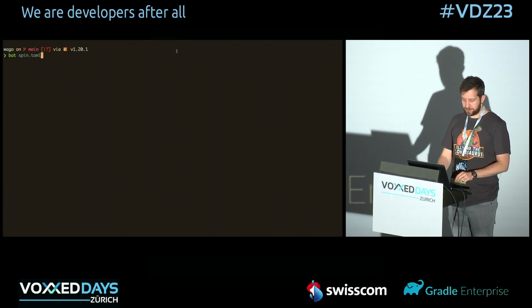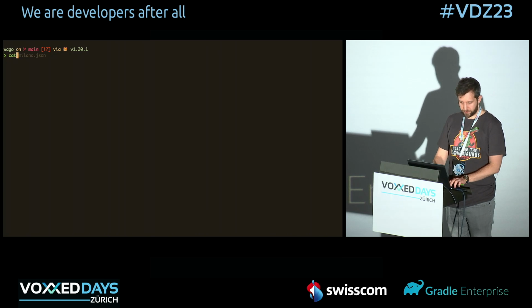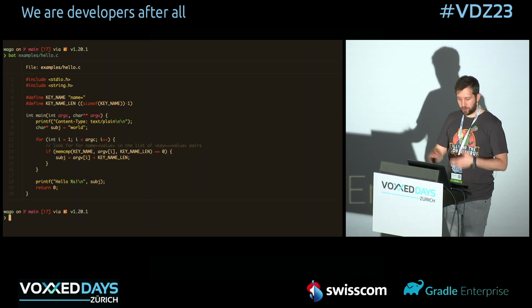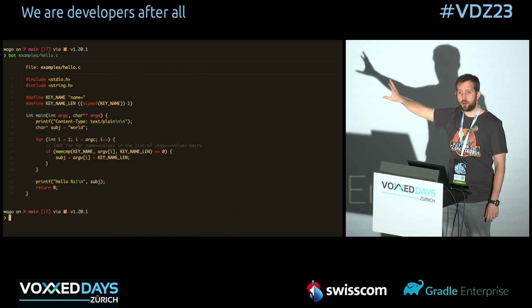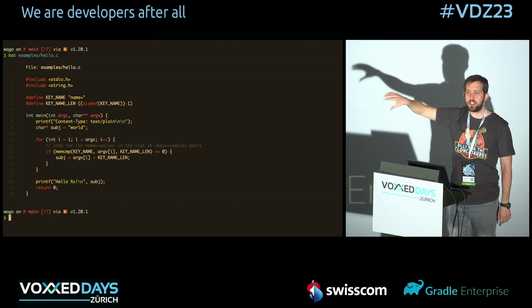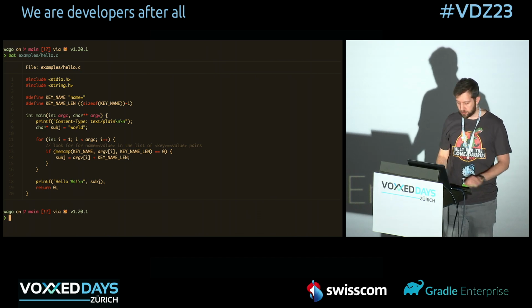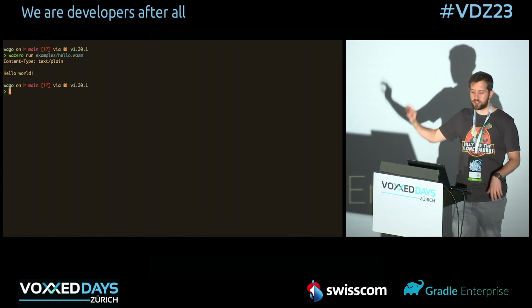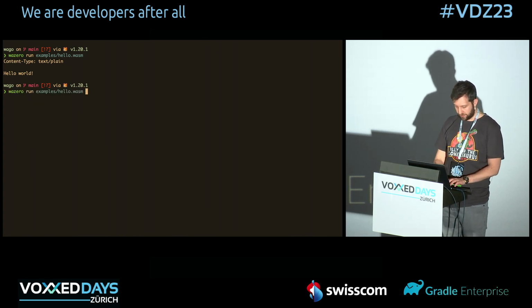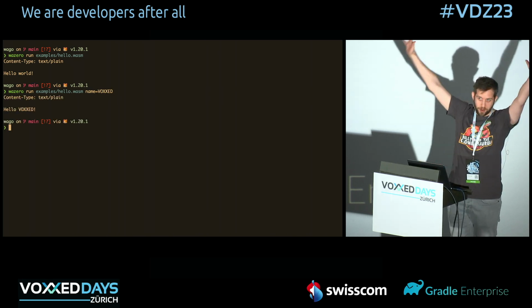So the idea is that with Wagi, you can create a very simple hello world kind of program. What this hello world program does is it looks for an argument on the command line, and it prints hello world unless there is an argument. So let's see an example. wazero run examples hello.wasm, and if I don't give any arguments, it just says hello world. But if I say name equals voxid, it will say hello voxid.